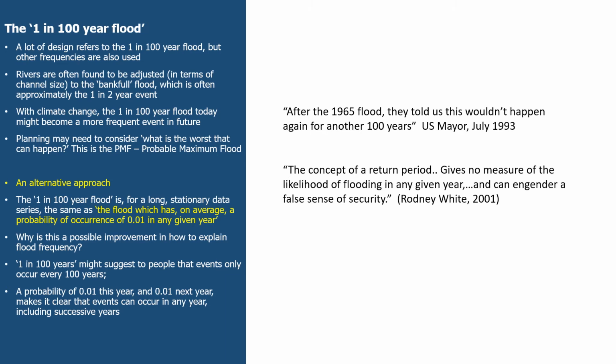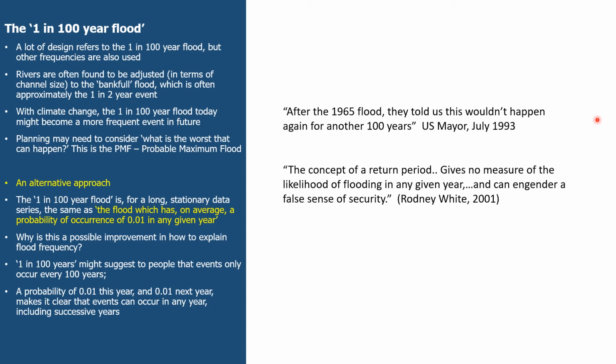Now, the 1 in 100 year flood isn't always an easy thing to explain to people. Here is a quote from a mayor in the United States who said after the 1965 flood, "They told us this wouldn't happen again for another 100 years." Nobody will have said that. What they will have said is that the 1965 flood was a 1 in 100 year event. And that mayor has interpreted that as meaning that it'll be another 100 years before another one occurs. That isn't the case. The 100-year event could have occurred again in 1966 or in 1967.